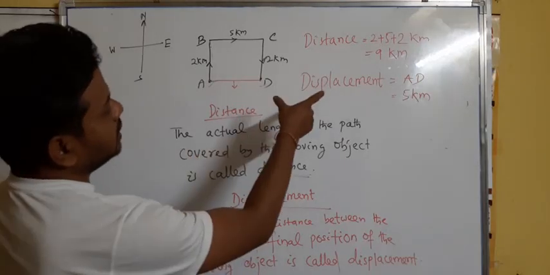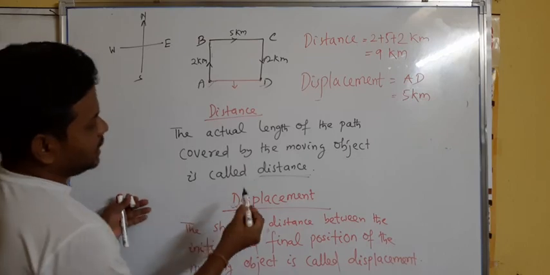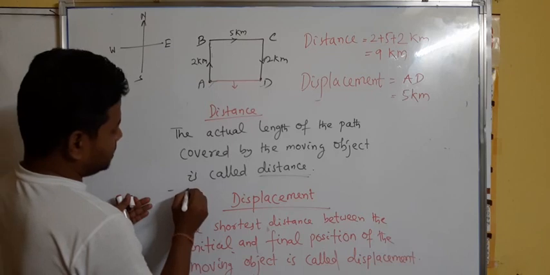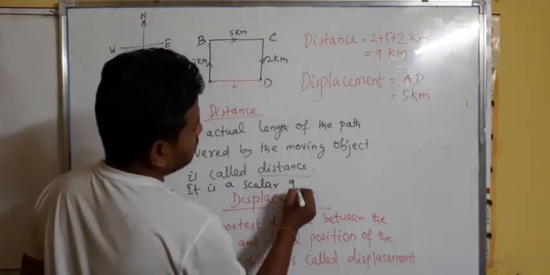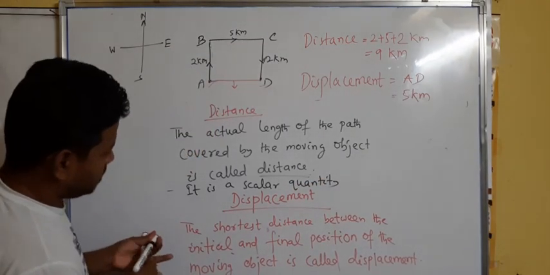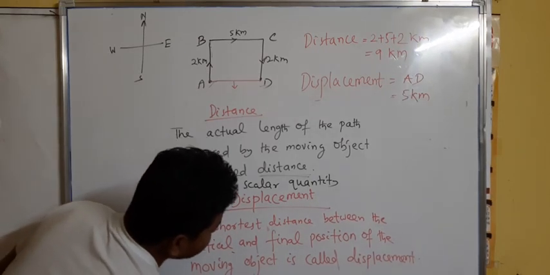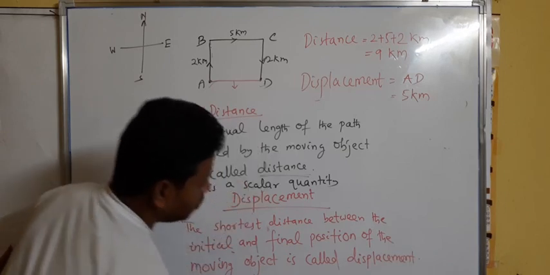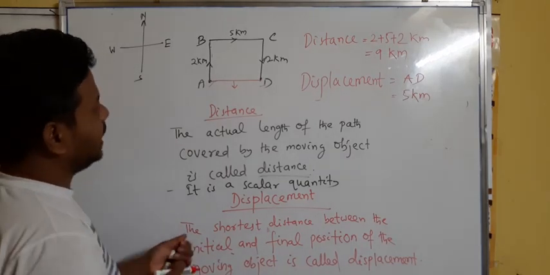Whenever you are telling the displacement, 5 kilometer, it is a vector quantity, whereas distance is a scalar quantity. Displacement is a vector quantity. You know, a vector quantity means it has both direction and magnitude.